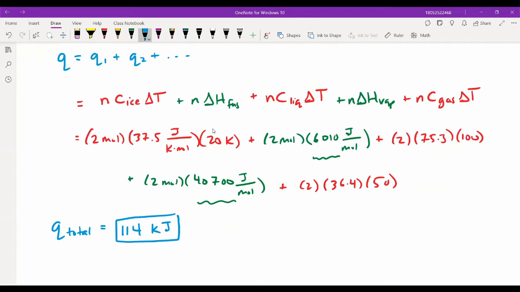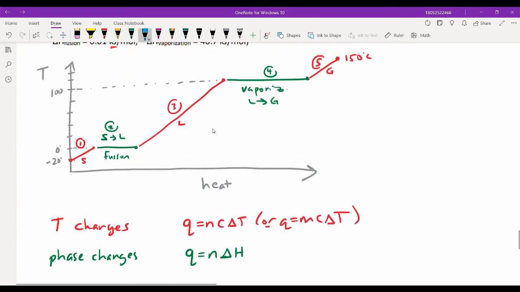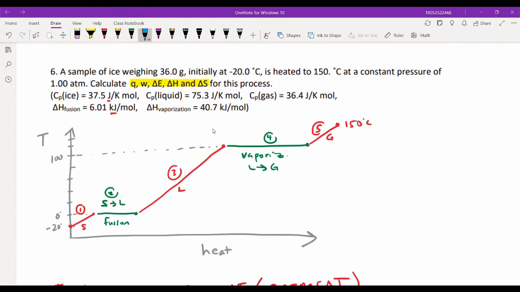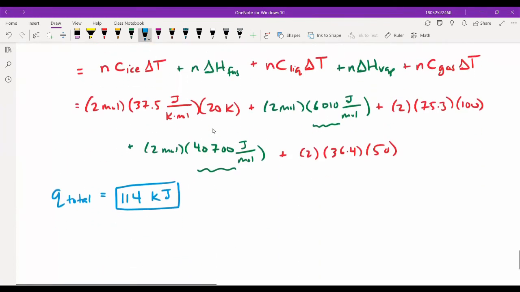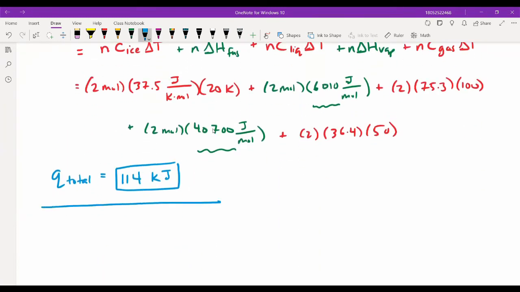Okay. All right, got 1 quantity. We only need to do 4 more. Luckily, some of these aren't as tedious. So with work, for example, remember there's only work if there's a volume change, right? There's no work if there's no volume change.